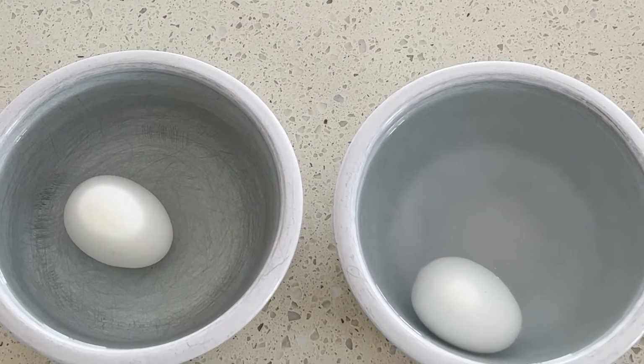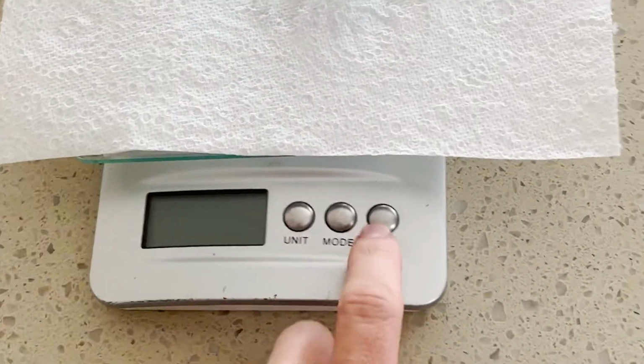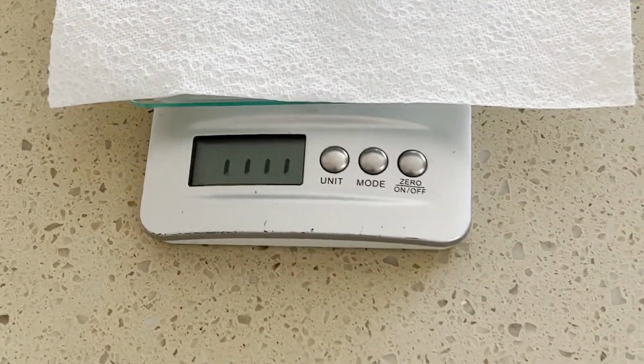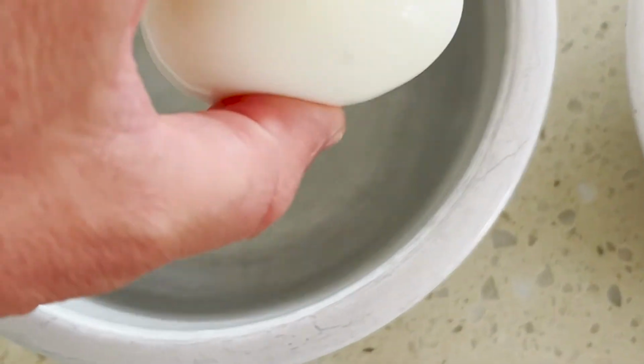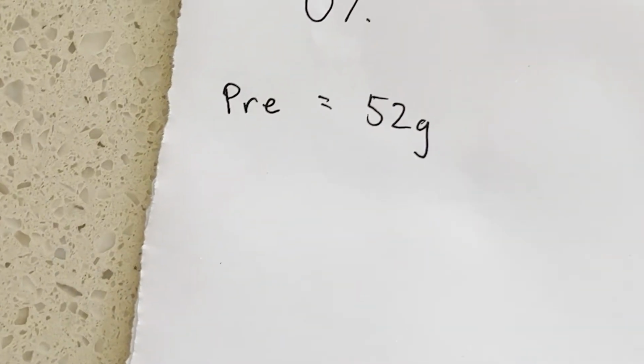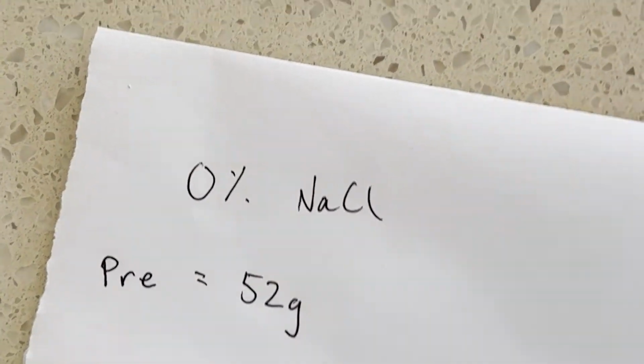All right, we're back. Here are our eggs. 2 hours have passed. We need to turn the weigh station on first, and then we need to take the eggs and weigh them and see if there's been any weight changes. So first egg, let's take this one out. This was the 0% sodium chloride, so just pure tap water. It weighed 52 grams before we chucked it in. And now let's weigh what it is after being in for 2 hours.